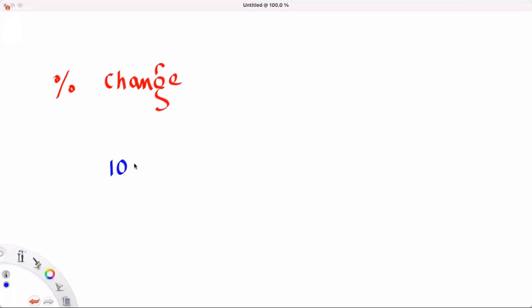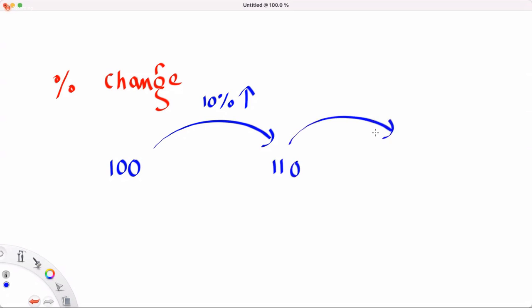A person is having 100 rupees. He gave this 100 rupees to one of his friends and asked him to give 10% extra. What is the money he is going to refund? He will give 110 rupees. Again, this 110 rupees is given to another friend, asked to give 10% extra. 10% of 110 is nothing but 11. 110 plus 11, he is going to give 121.